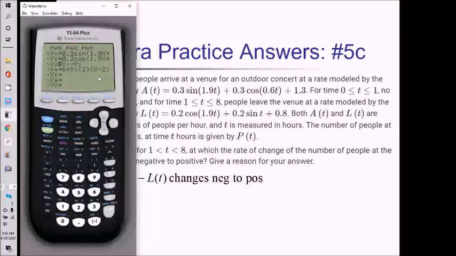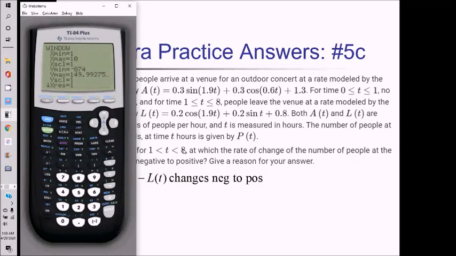And I don't want to graph it on any old window. I want to use the window that they said here from 1 to 8. So let me go to Window, and let me go from xmin 1 to xmax 8. And let me do zoom 0, zoom fit, and see what this looks like. And this might take a while because we're involving multiple functions that have sines and cosines, but we're just going to have to wait it out and see what this graph looks like.